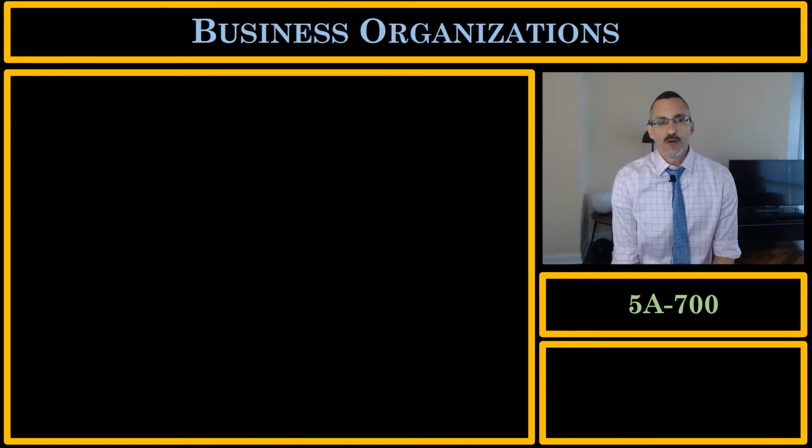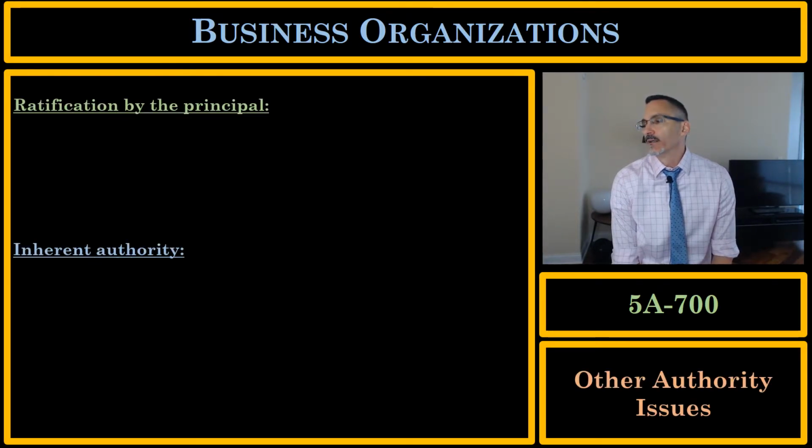Let's talk about two other issues with respect to agent authority: ratification by the principal and inherent authority. Ratification is a pretty simple concept. Ratification happens where the agent did not have any type of authority to bind the principal. The agent did not have express, implied, or apparent authority. But for some reason, the principal ratifies the contract that the agent entered into on behalf of the principal.